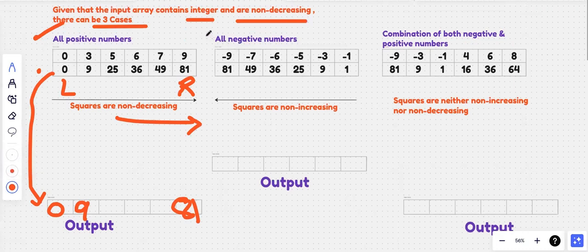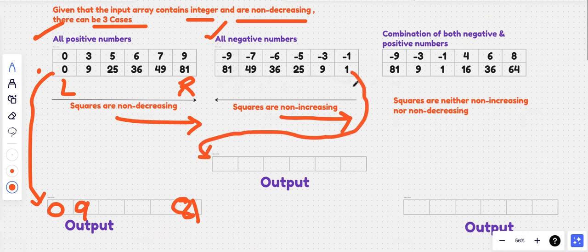Other case, if the array contains all negative numbers. So in that case, after squaring, we can see the array formed is in non-increasing order. So in that case, we can push the elements one by one in the output array from right to left. So first we will push element 1 and then 9 and so on. At last we will push 81.